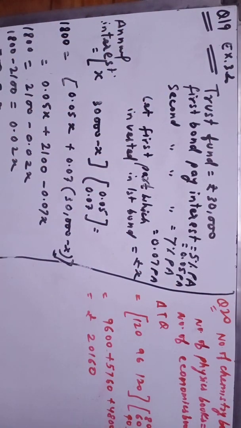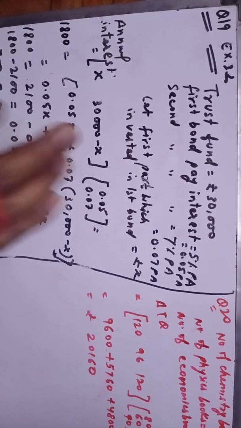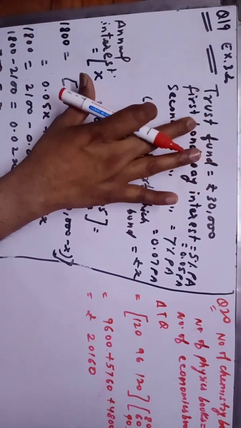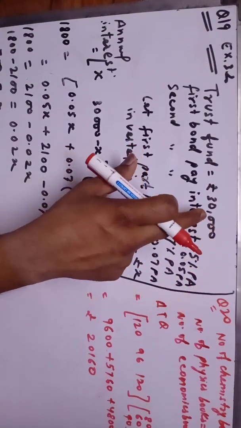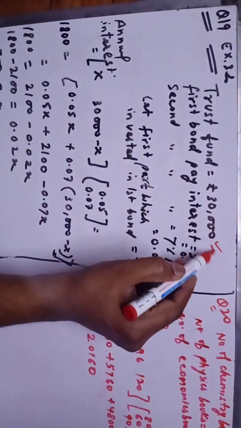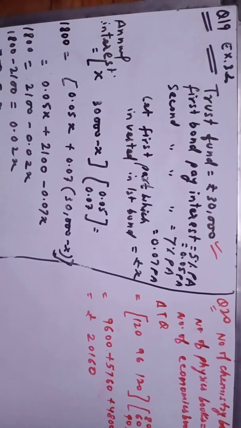In question number 19, the question is in your NCERT book. You can open your NCERT book and read the question first of all. I am reading it. A trust fund has rupees 30,000 that must be invested in 2 different types of bond. The total trust fund is rupees 30,000, and it is being divided into 2 bonds.